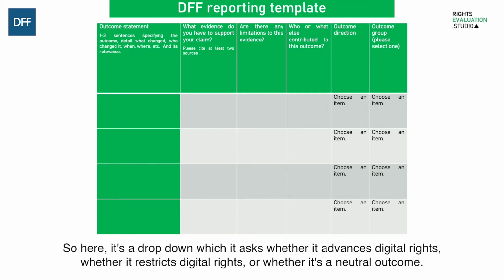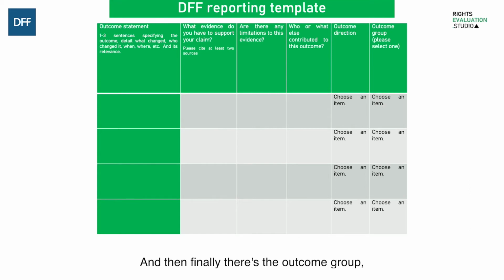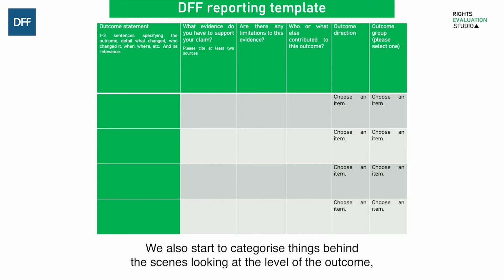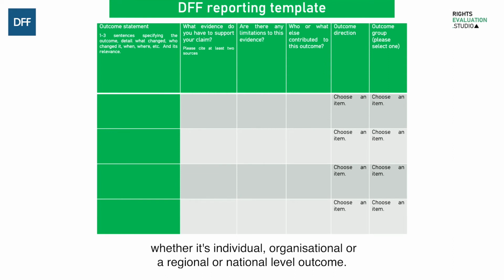So here it's a drop-down which asks whether it advances digital rights, whether it restricts digital rights, or whether it's a neutral outcome. And then finally, there's the outcome group, which is also a drop-down, which refers to the thematic framework that we went through in the previous webinar. We also start to categorize things behind the scenes, looking at the level of the outcome, whether it's an individual, organizational, regional, national level outcome. And that way it helps us with the analysis of the overall database of outcomes.